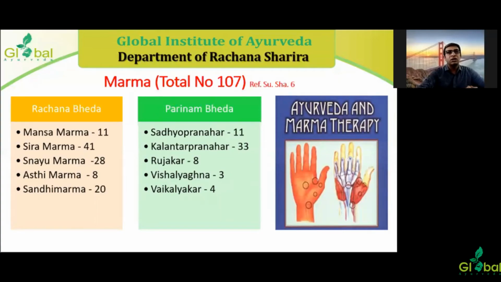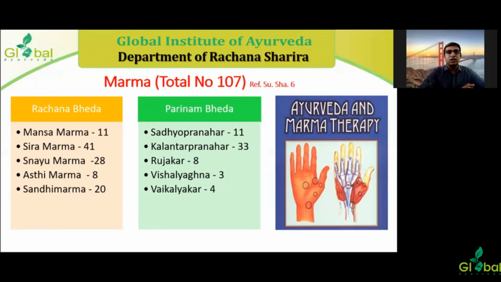There are 107 marma, described in Sharira Sthana Adhyaya 6. If we go to the various classifications of marma, among the 107 marma, there are 11 marma made from mamsa, 41 made from sira, 28 made from snayu, 8 from asthi, and 20 from sandhi marma.